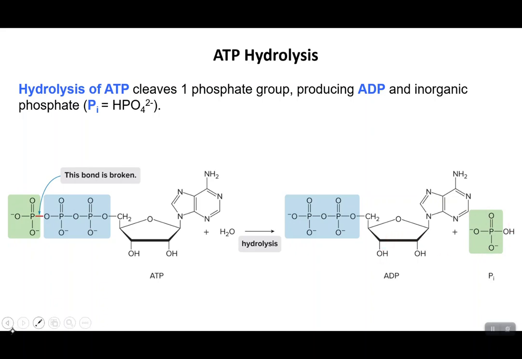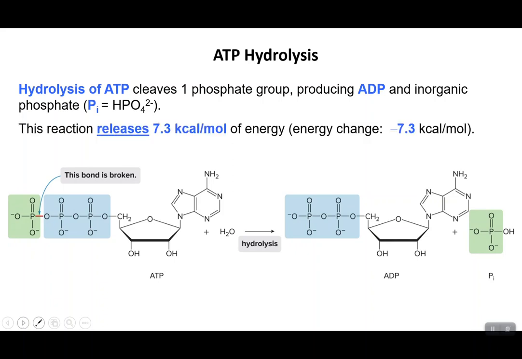The important part about this hydrolysis reaction is that when we break this bond, this is called a high energy bond. So what that means is that when we break that bond, we actually release energy. And this has been calculated to be 7.3 kilocalories per mole. So in this reaction, as we cleave this bond and go from ATP to ADP, we release 7.3 kilocalories per mole of energy. We refer to this as the energy change of this reaction.